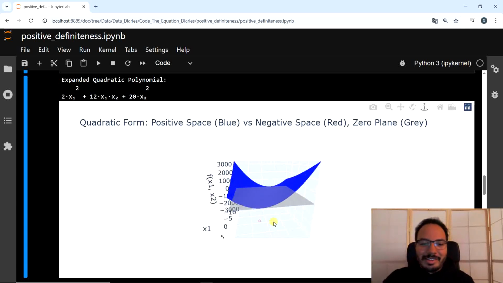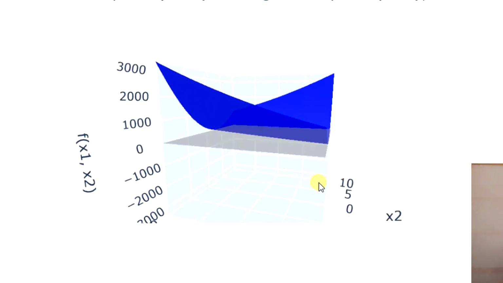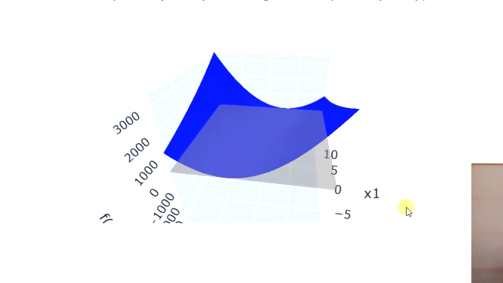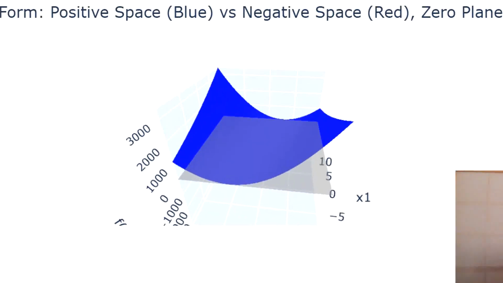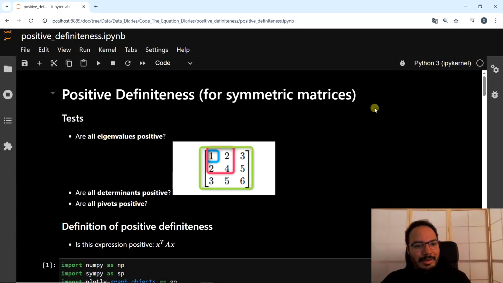What does this nice visual have to do with the positive definiteness of a matrix? Let's find out in this short tutorial. So first of all, how is it defined? Positive definiteness is only defined for symmetric matrices, and there are different tests.